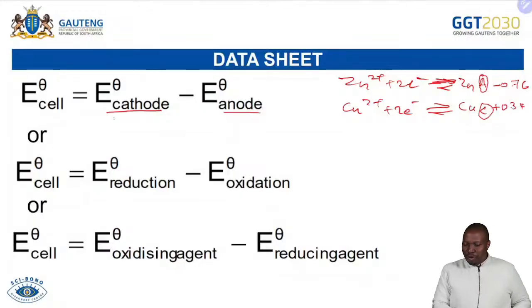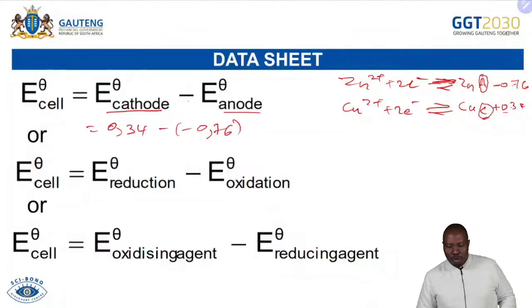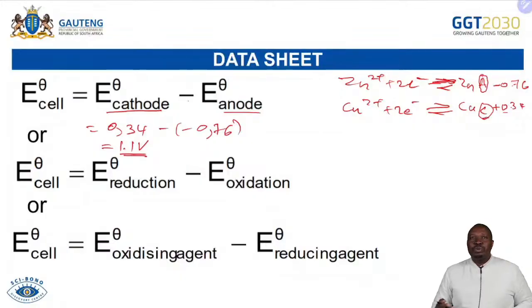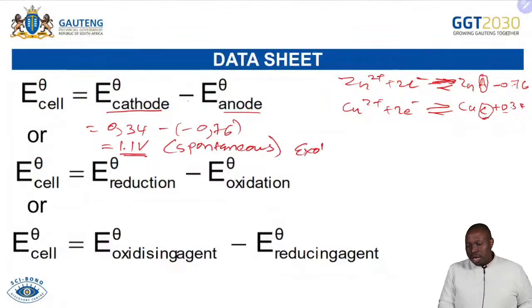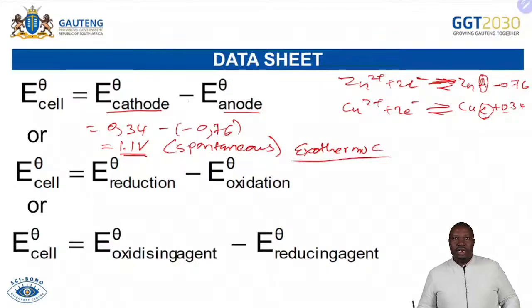If you were to substitute, for the cathode you substitute 0.34 minus, for the anode, negative 0.76. Don't forget to write the negative in the formula. When you do that, you get 1.1 volts. We said the answer must be positive because this reaction is spontaneous. The reaction is spontaneous and exothermic, producing electrical energy. So that's how you move in terms of it.